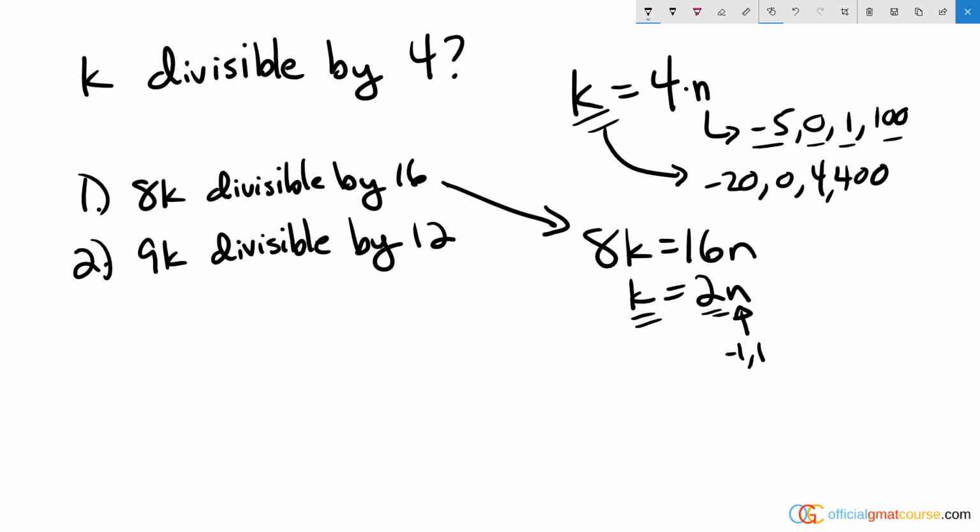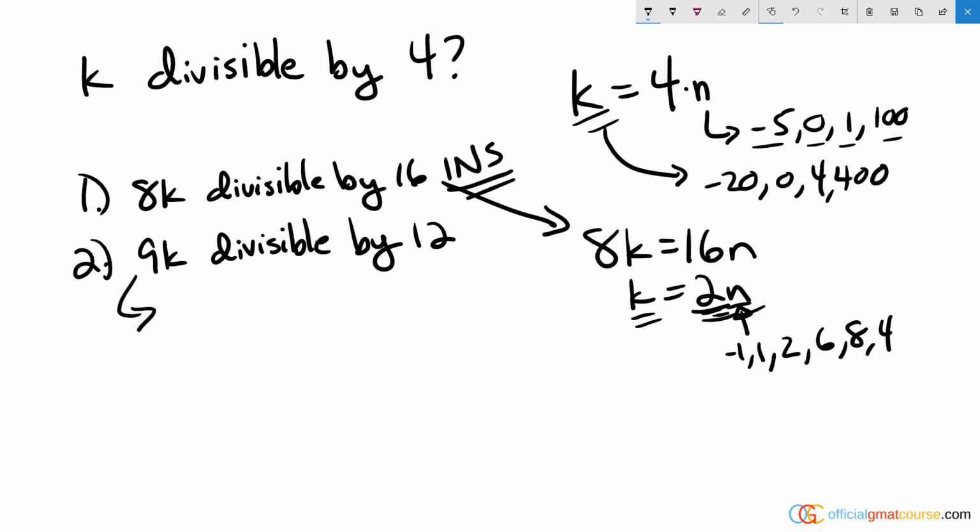Those are not multiples of 4. However, if n is a multiple of 2 here, like the number 2 or 6 or 8 or 4, then k would be a multiple of 4, because 2 times another multiple of 2 creates a multiple of 4. So this is definitely insufficient.